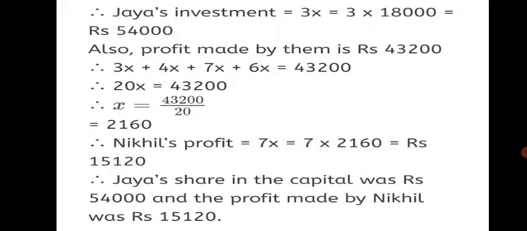Jaya's share in the capital was rupees 54,000 and the profit made by Nikhil was rupees 15,120. So this way we have completed our practice set 39.